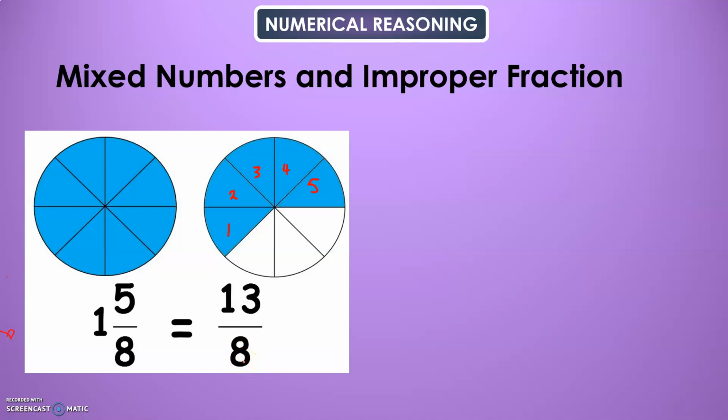So where does the 13 come from? We should be relatively comfortable that if I have 5, that's followed by 6, 7, 8, 9, 10, 11, 12, 13.